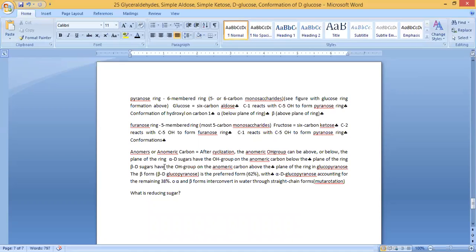So what are the anomers or anomeric carbon? After cyclization, the anomeric hydroxyl group can be above or below the plane of the ring. So in alpha-D sugars, the hydroxyl group on the anomeric carbon is below the plane, and in the beta sugars, the hydroxyl group is above the plane.